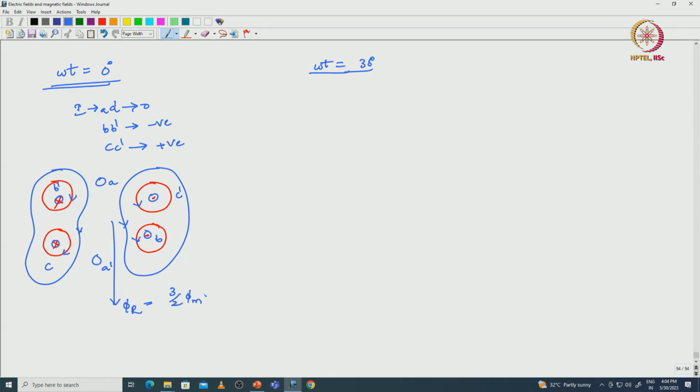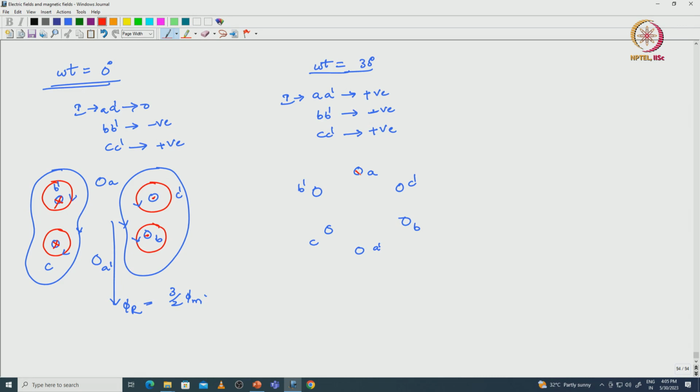Okay. And then at omega t equals 30 degrees, the current with respect to the A dash coil is positive, B dash coil is negative, and C dash coil is positive, right. So consider the same conductor arrangement, A dash, then here B dash, this is C dash and this is C.